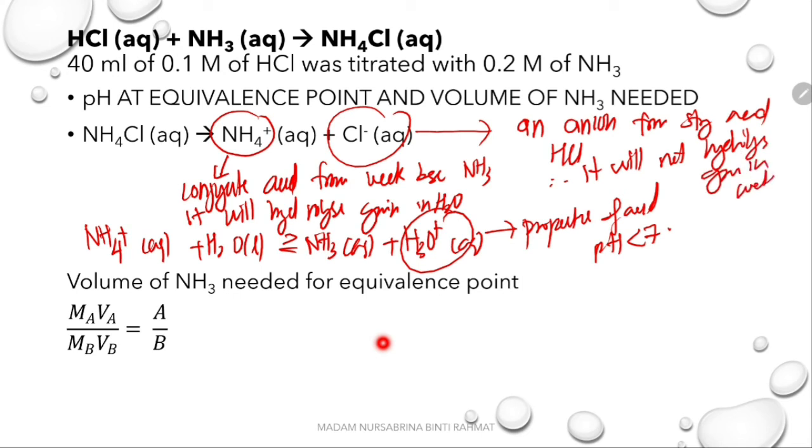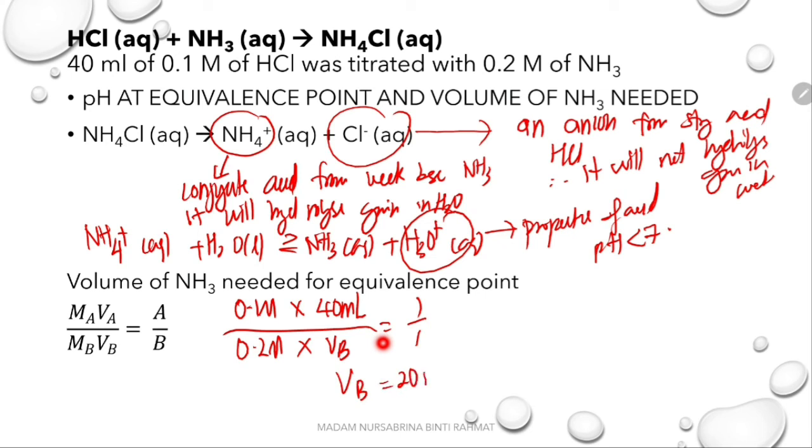Okay, so what is the volume of ammonia needed for the equivalence point to be reached? We have 0.1 molar of my strong acid, multiplied with 40 milliliters of the volume, over 0.2 molar of ammonia, so the volume is to be found, and the mole ratio is 1 to 1. Cross multiplication, so you will get ammonia needed is 20 milliliters.